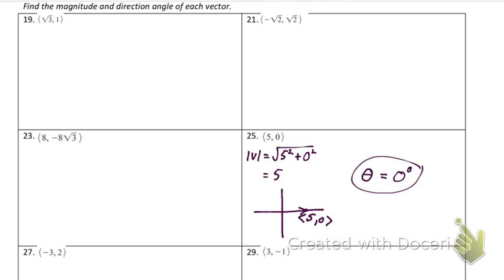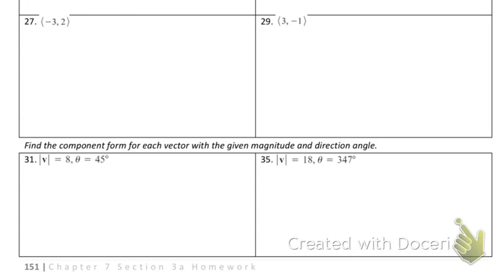So, any other problem we just want to see? Yeah? 27. 27 is negative 3, 2. Do you need the magnitude on it? Are we okay with magnitude? Can we just do that too? Sure. So my magnitude, remember v just is any old vector. It just basically stands for the magnitude of v, which is going to be the square root of negative 3 squared plus 2 squared, which is going to be 9 plus 4. So it's going to equal the square root of 13.